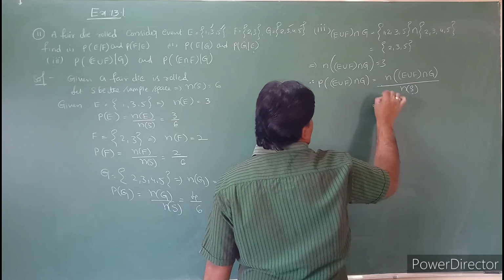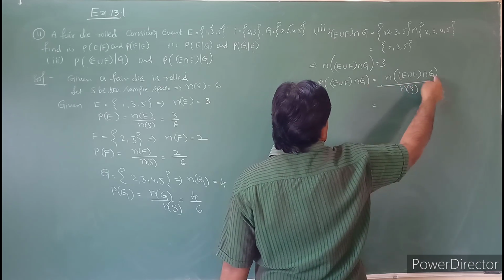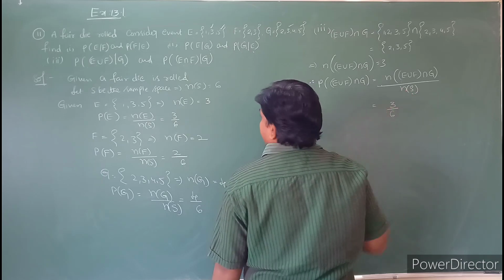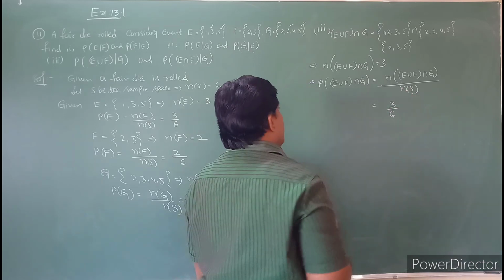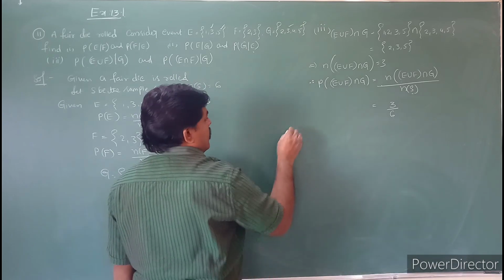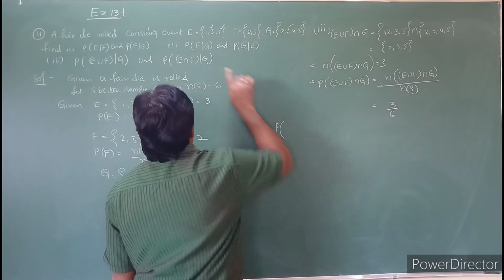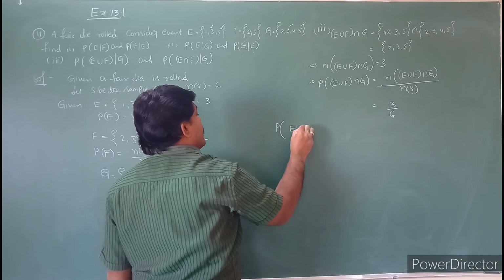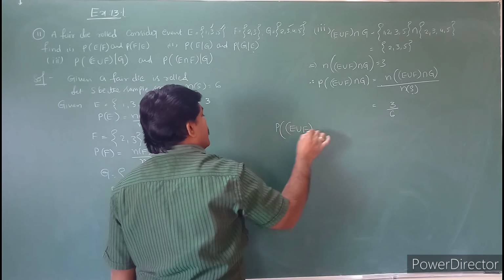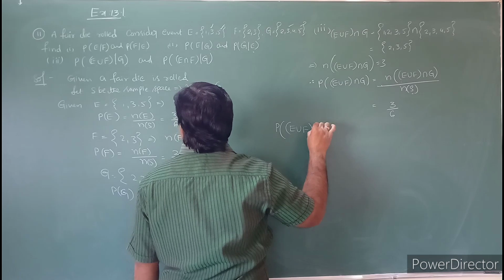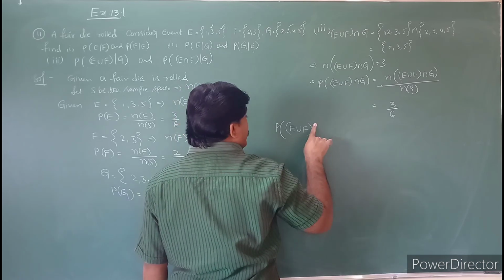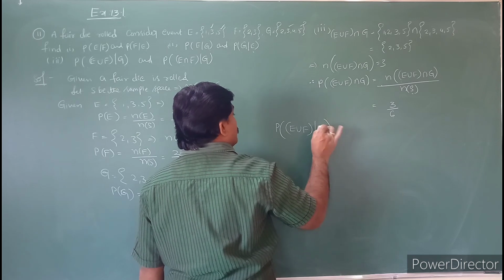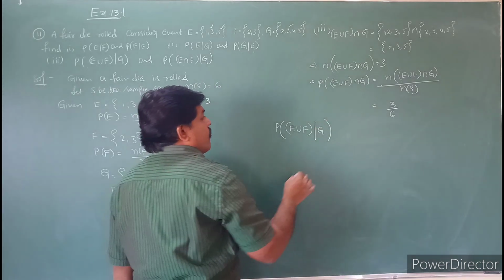So that is nothing but n of (E union F) intersection G, the value is 3, by n of S, the value is 6. So therefore, what is the quotient? The quotient is nothing but the probability of the first one, the probability of (E union F) intersection G given by G.